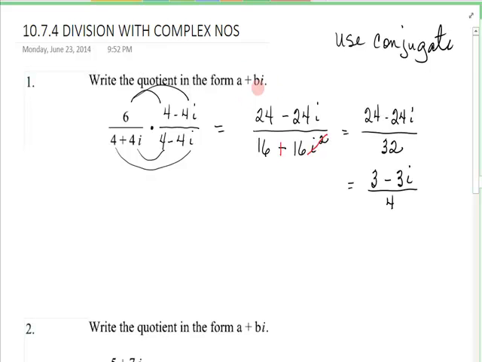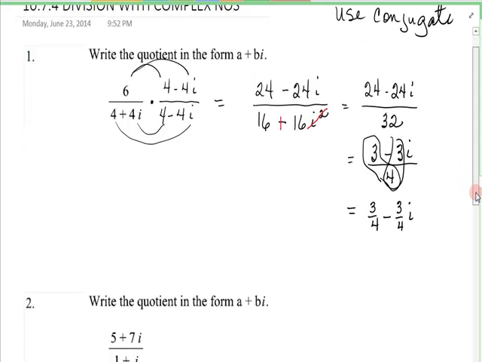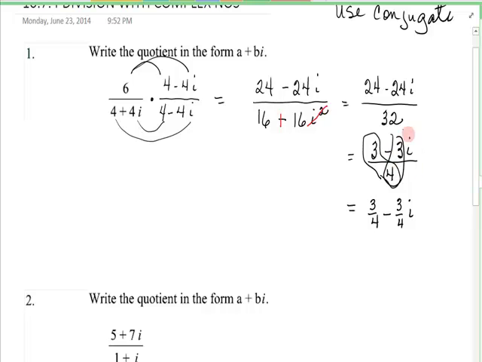To make MyMathLab happy, a plus bi, 3/4 will be a. That's this piece. Minus 3/4 i. And that is how it would like that answer written. In fact, I believe that it might count anything else. It might say something like, your answer's right, but it wouldn't like the format. So if we're left with this fractional look, we're going to take this piece as the real, plus or minus this piece as the coefficient of i.